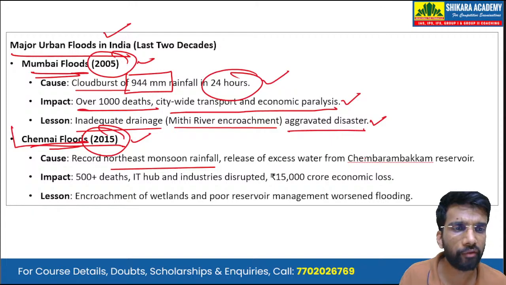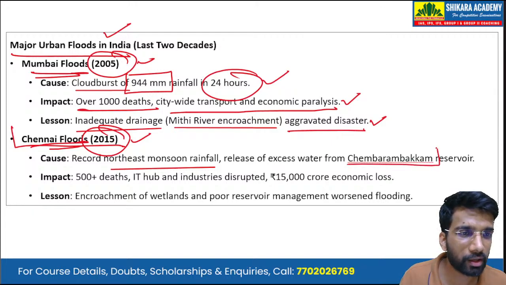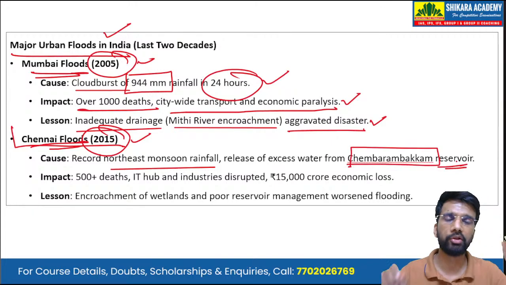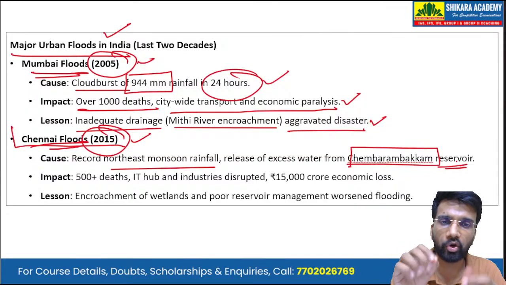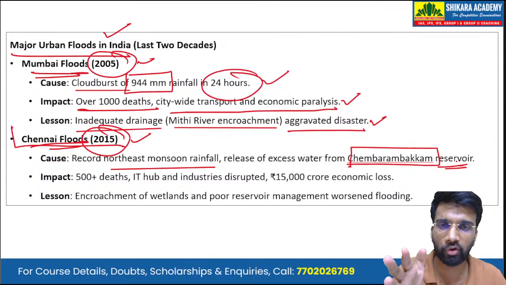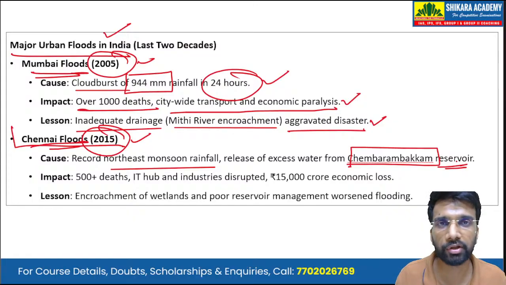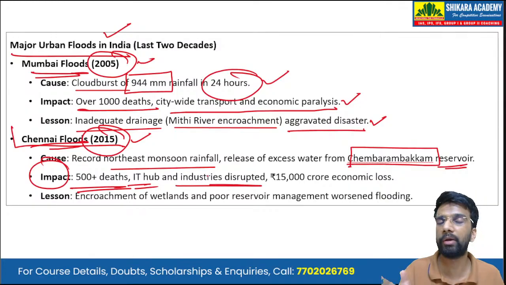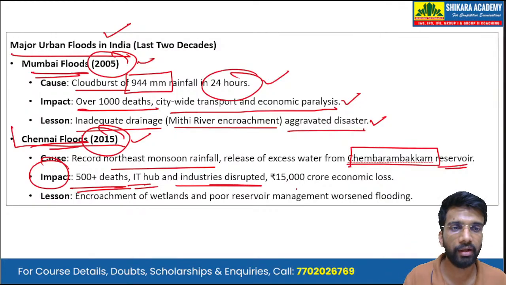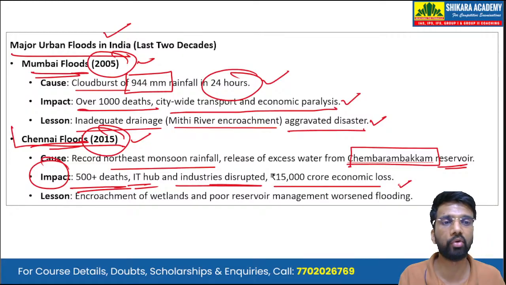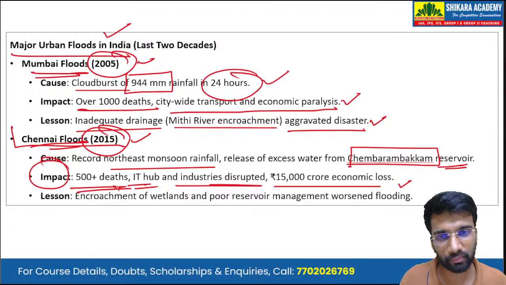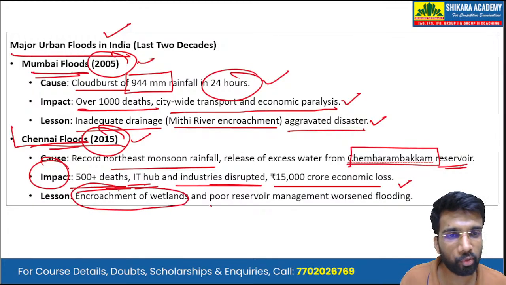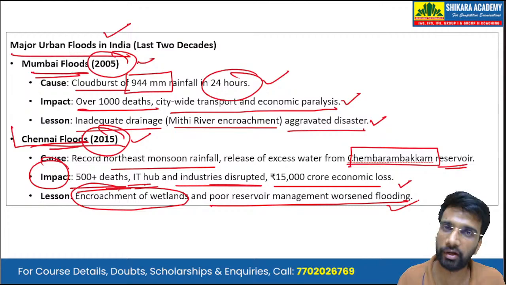And that release of excess water from Chembarakkam reservoir, okay. So, releasing of water from the reservoir and the intense monsoon rainfall led to the Chennai floods of 2015. The impact was that more than 500 people died, IT hub industries were disrupted, so economic activities disrupted, and there was rupees 15,000 crore economic loss. The lesson that we learned, the encroachment of wetlands and poor reservoir management worsened the flooding.